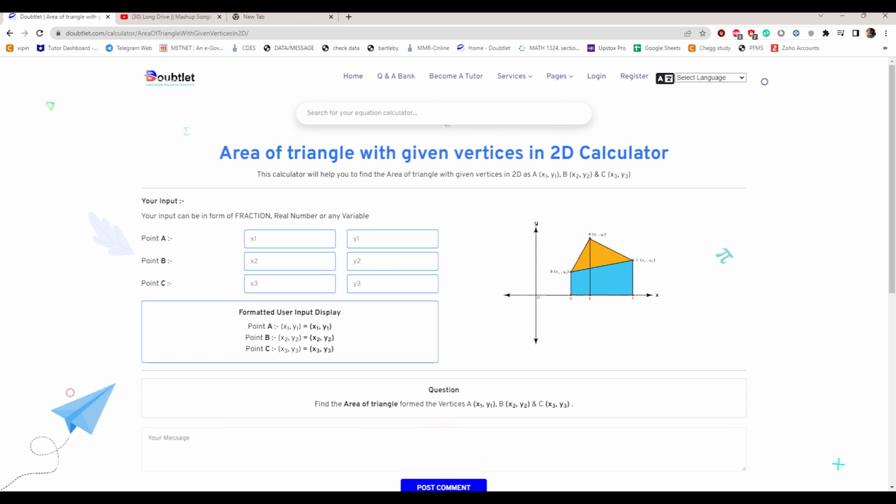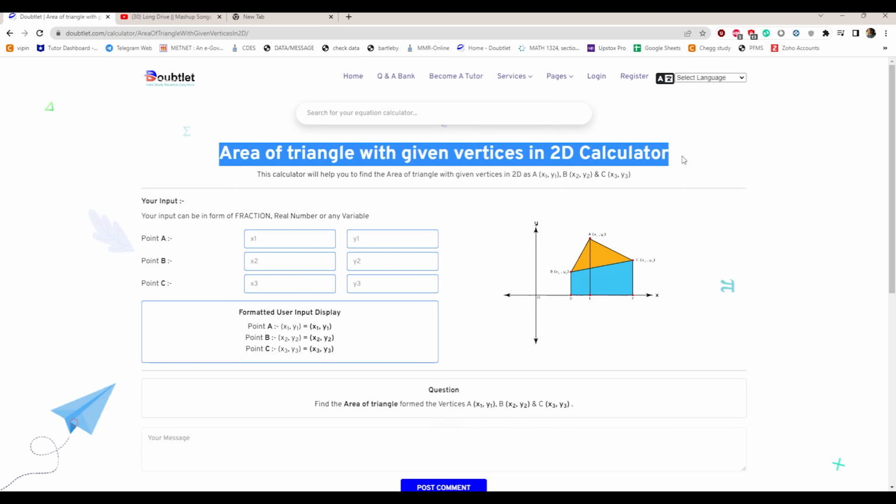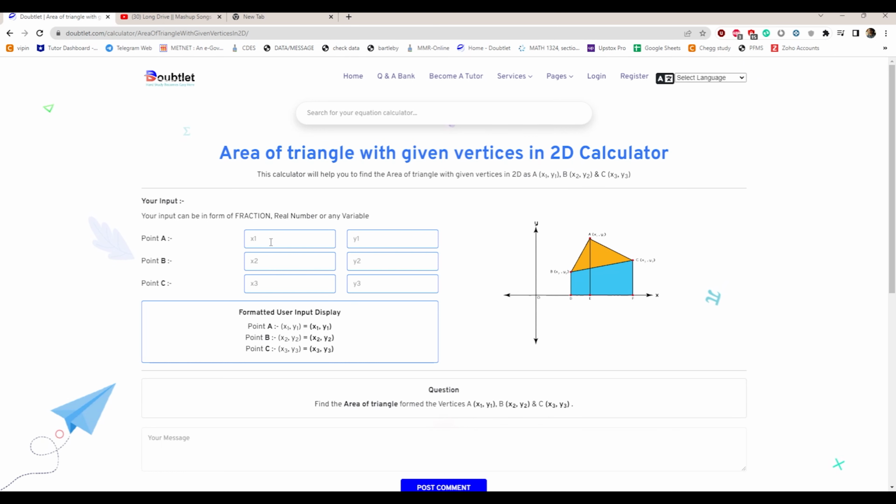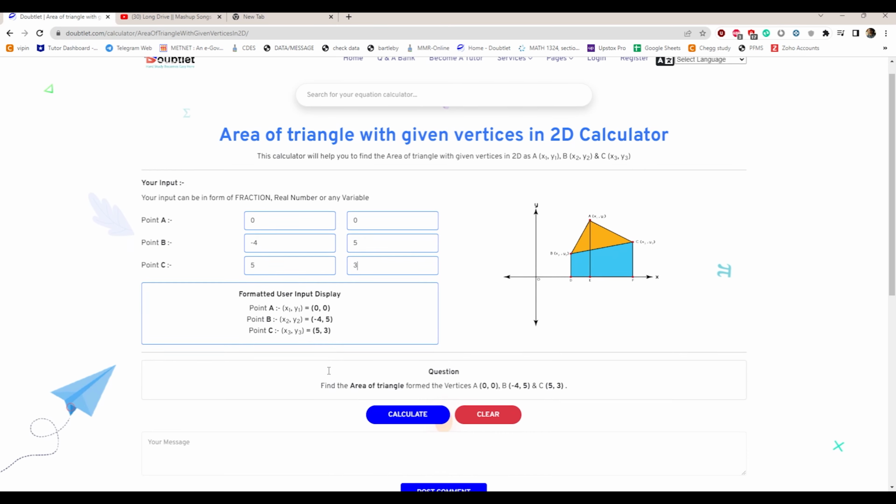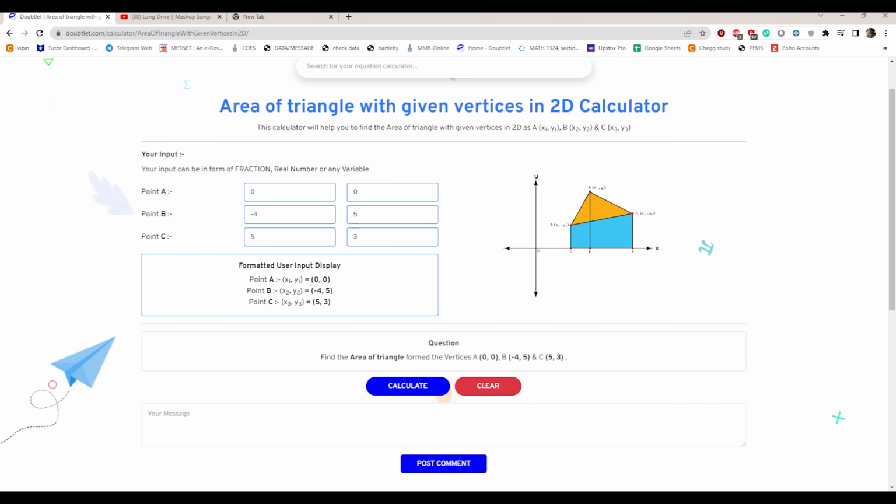So guys, this is the landing page of the calculator of area of triangle with given vertices in 2D. And here are the input boxes. I will give you the link of this calculator in the description below, so you can access it from there. So we know that the point A is given as 0, 0. So 0, 0 we have just made input, and then point B is minus 4, 5, and the point C is 5, 3.